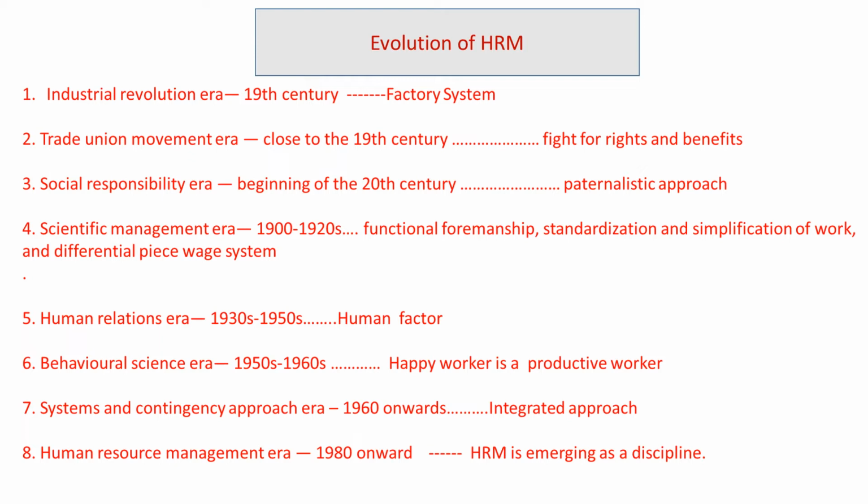Then the last one is the human resource management era, from 1980 onwards. From there onwards, HRM is considered a discipline. We discussed McKinsey's 7S principles, hard HRM, soft HRM, strategic human resource management, and green HRM. These are all the latest evolution of HRM. Okay, so that's all for the evolution of HRM. I hope things are clear.